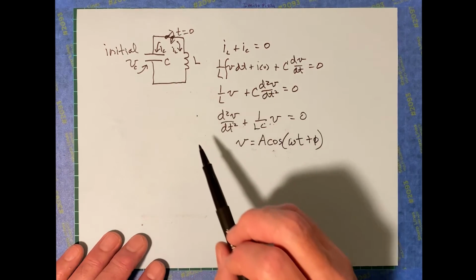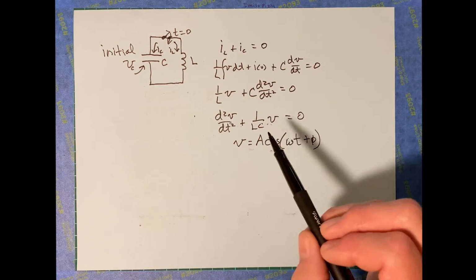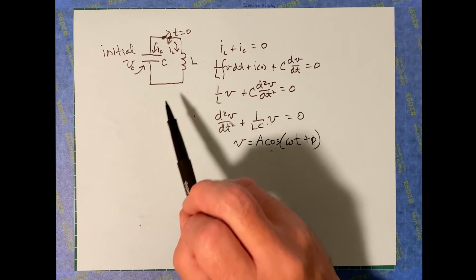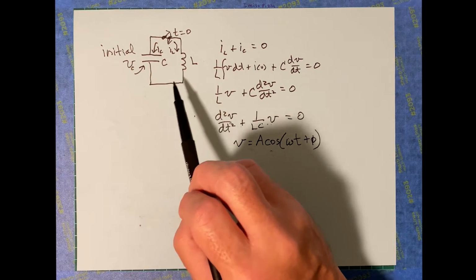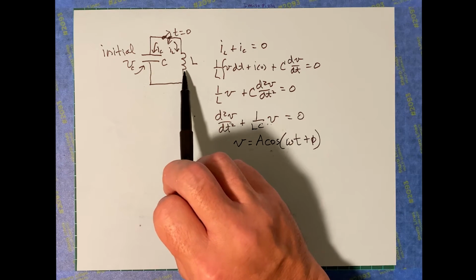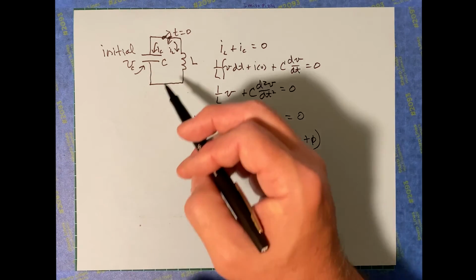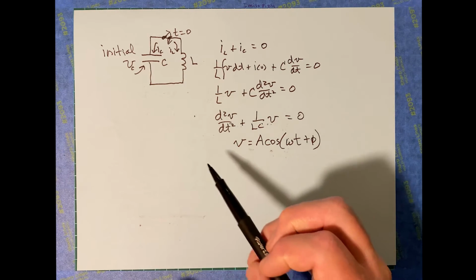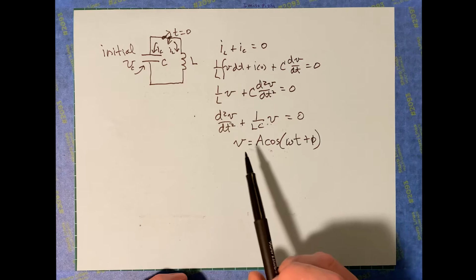That means this is very similar to an oscillator, a simple harmonic oscillator like the mass on the spring with no friction. So without any resistance, assuming this is a perfect inductor, a perfect capacitor, perfect wires, there's no resistance whatsoever in this system. So what's going to happen? Well, it's going to oscillate forever.